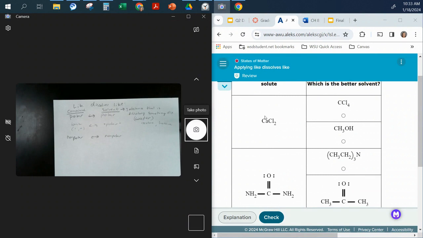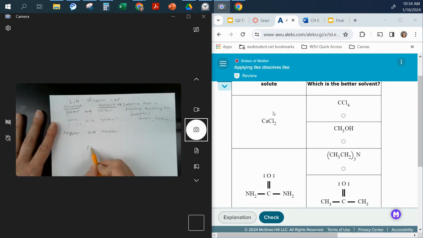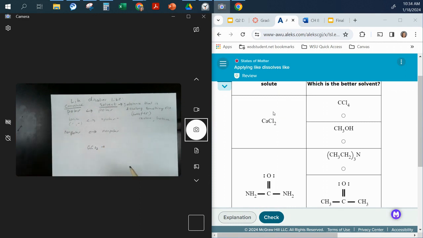Okay, so this one, we have to decide, is this covalent or ionic? So calcium chloride. So we have calcium as a metal, chlorine is a nonmetal. Metal, nonmetal, that's ionic. Okay, so if it's ionic, it's going to dissolve better in something that's polar. So if we're looking at these two, this one's carbon tetrachloride, this one is methanol.